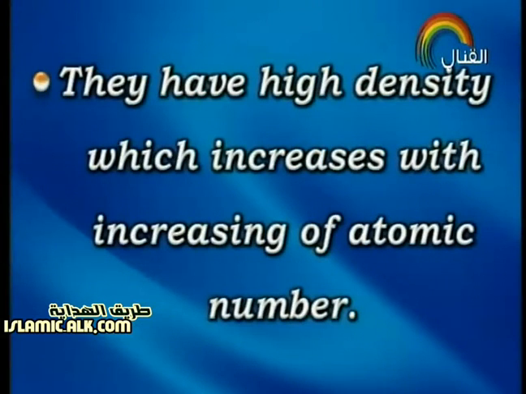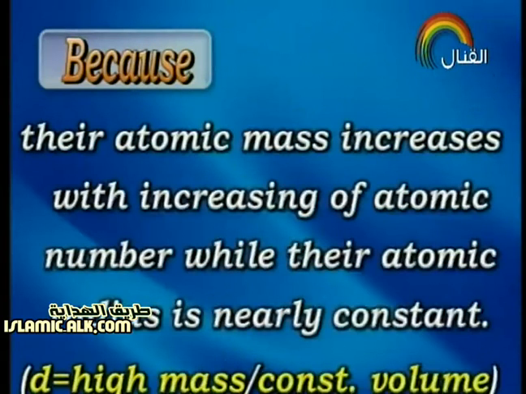My dear students, we find that the first transition elements have high density, which increases with increasing atomic number. So we have a good reason for this point. The reason for that is that the atomic mass increases while the atomic radius is nearly constant. So when the atomic mass increases with the increasing of atomic number and the atomic radius is nearly constant, and the density equals the mass over the volume, we have reached an atomic mass that is very high, so the density increases.